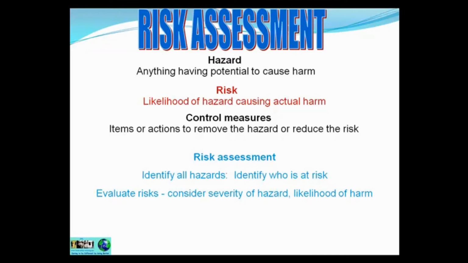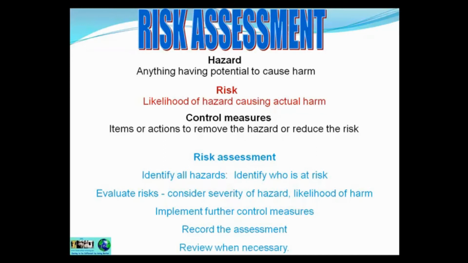The next thing, you need to evaluate the risks, where we consider the severity of hazard and likelihood of harm. Now, I will show you examples of this just to explain how we evaluate risks. This is where we give it a value. It could be high, medium or low, or actually give it a numerical value. We implement further control measures. We record the assessment, it's dated, recorded, signed, and we review when necessary. Certainly every year, but it could be sooner.